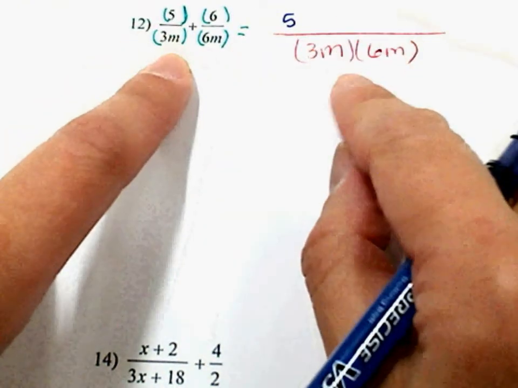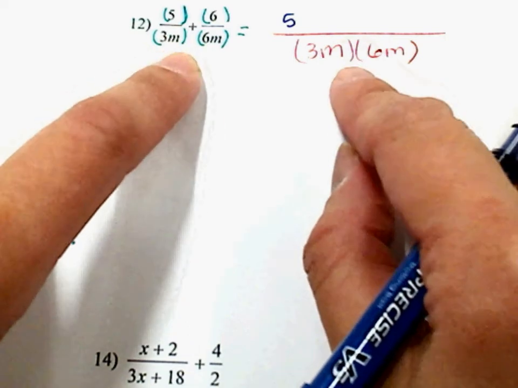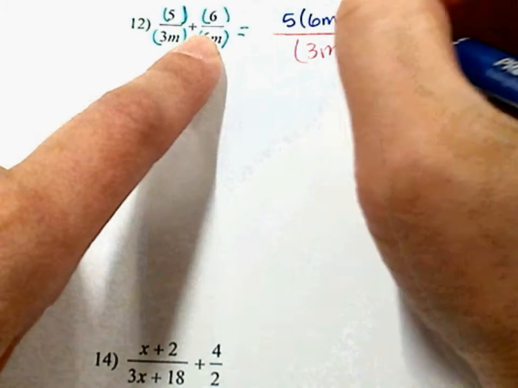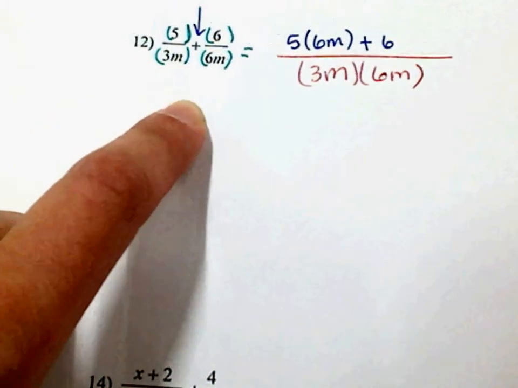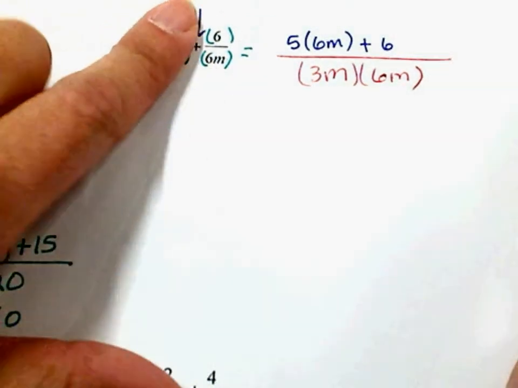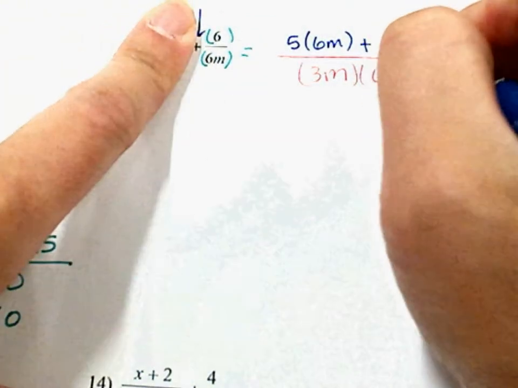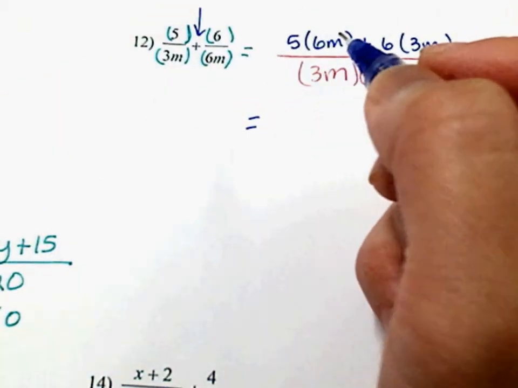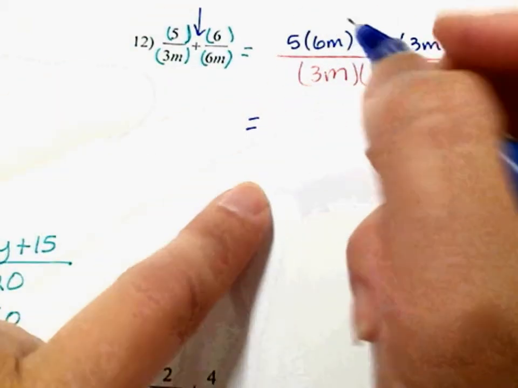What denominator are you missing comparing the two? 6m. Okay? Plus 6. And I'm doing that because I have a plus, correct? There's a plus and a minus there. What am I missing from that second one? 3m. Okay? You guys starting to see a pattern that you're doing every time? All right. Now let's simplify.